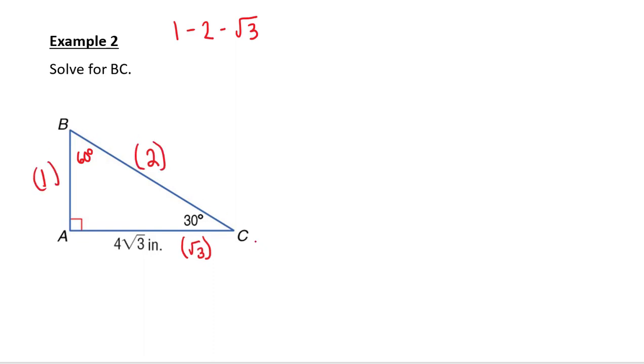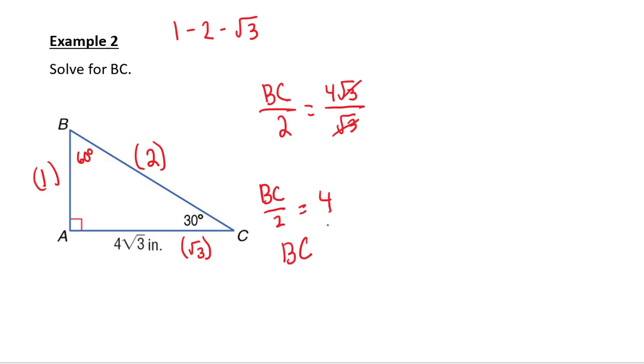So since I'm solving for BC, BC over my common piece in any right triangle is equal to this side in this triangle, 4 root 3, all over root 3. Well, look what cancels. Those root 3's cancel. BC over 2 is equal to 4. Multiply by 2, and we get 8.